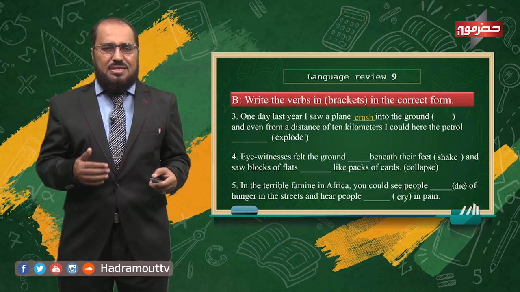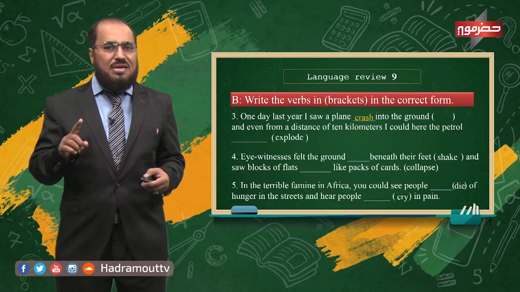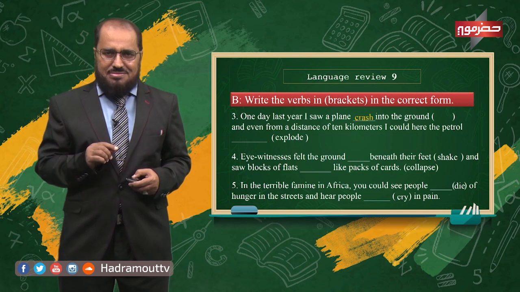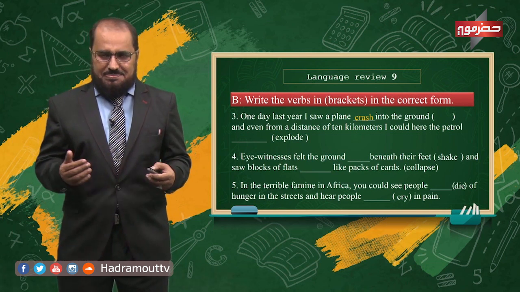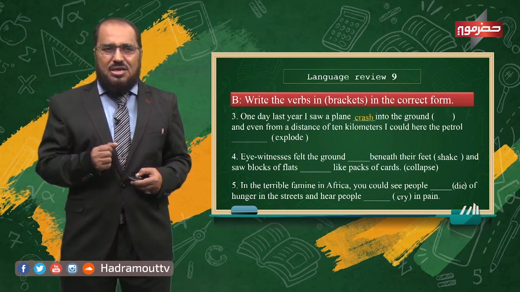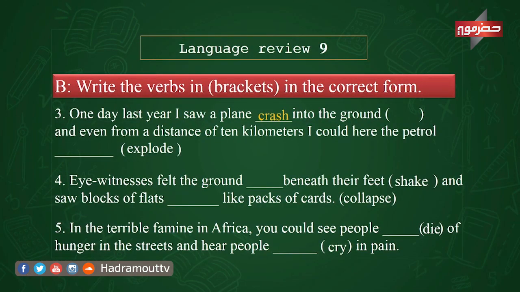لماذا؟ لأن الحدث كان في يوم ما من عام مضى. Okay, زمان. بالتالي تم. So what about explode? It will be explode. The same, completed. لأن كل الأحداث هي قصة حصلت في يوم ما من عام مضى.